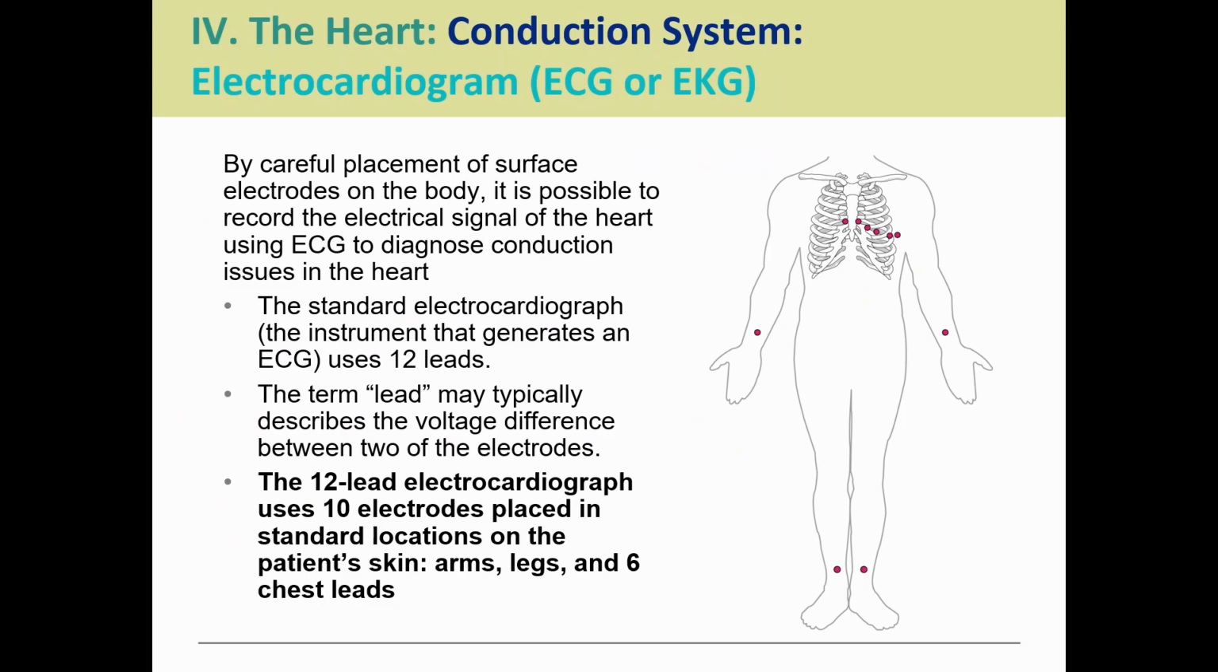And so we can measure this by putting electrodes on the body. The picture you see here is demonstrating where these leads go. So the 12 lead is using 10 electrodes on these standard locations, where you have 6 of them along the heart region, and then 1 on each wrist, 1 on each ankle.